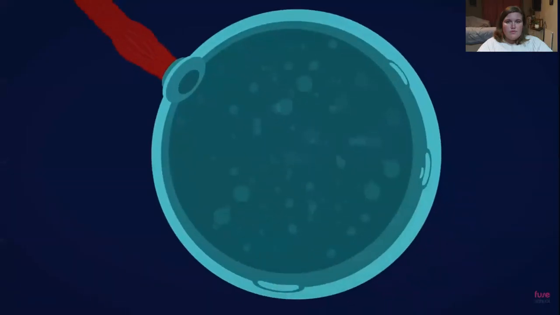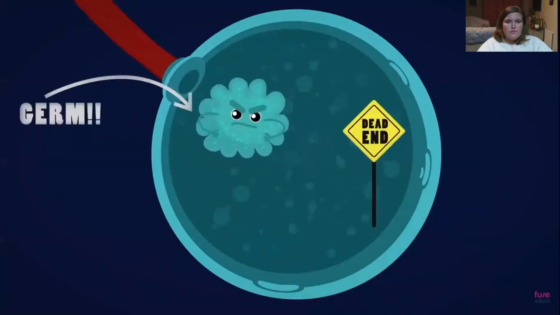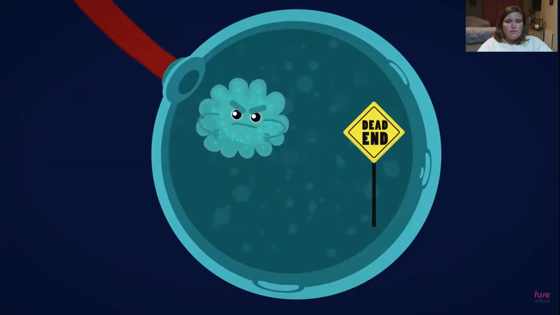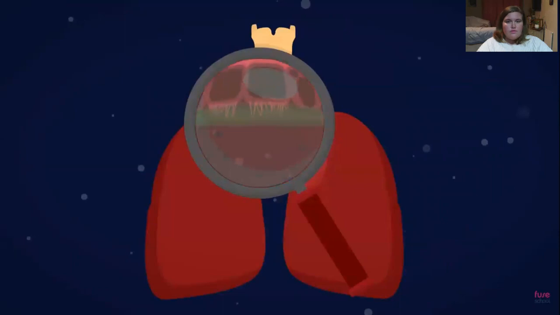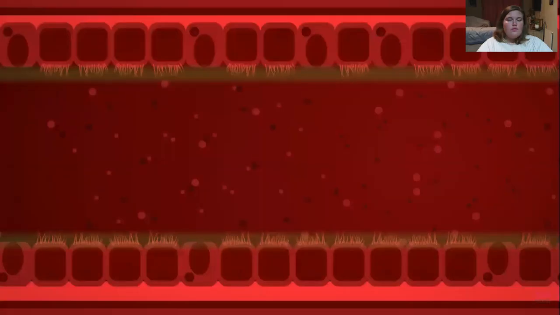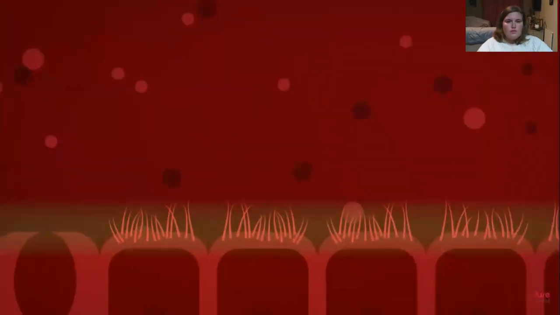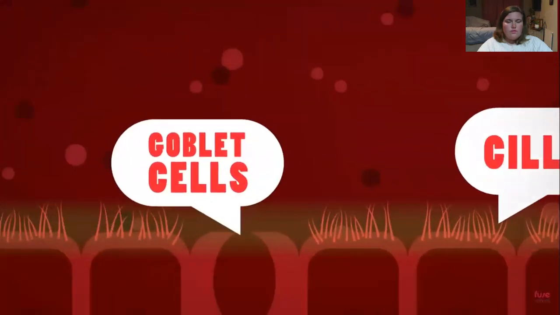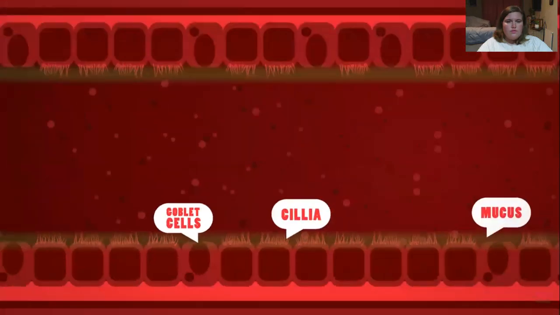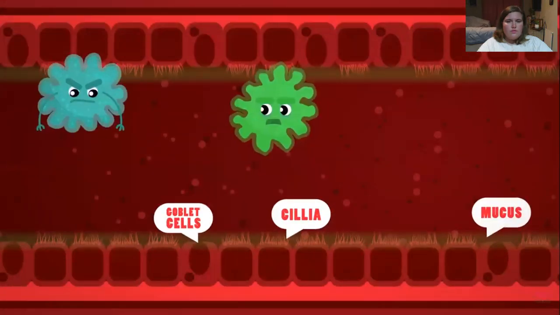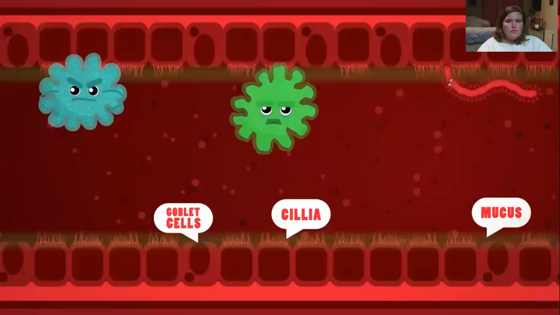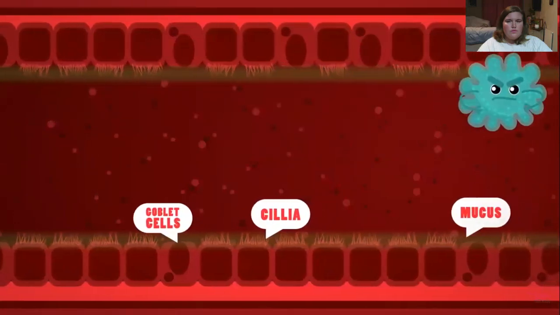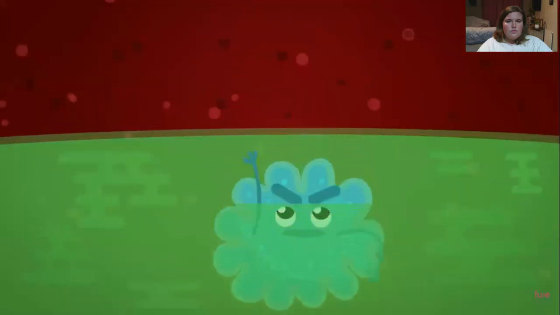Unlike your digestive system, the respiratory system is a dead end. If something bad gets into your lungs, it's very hard to get it back out. As usual, the body has an answer to it. Look very closely at the cells lining the trachea and the bronchi. Some of them have tiny little hairs on them called cilia. And in between these cells are other cells called goblet cells that are secreting mucus. This mucus traps dirt, dust, and bacteria before it enters the lungs. The cilia then waft this mucus up into the mouth where it can be swallowed to be killed by your stomach acid.